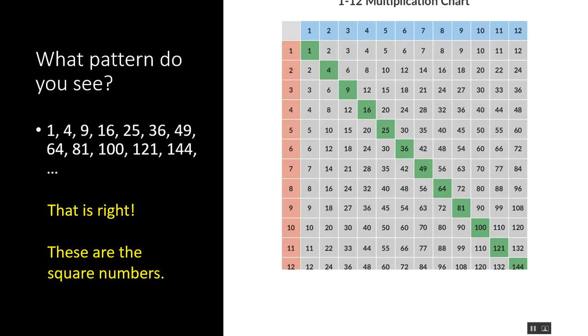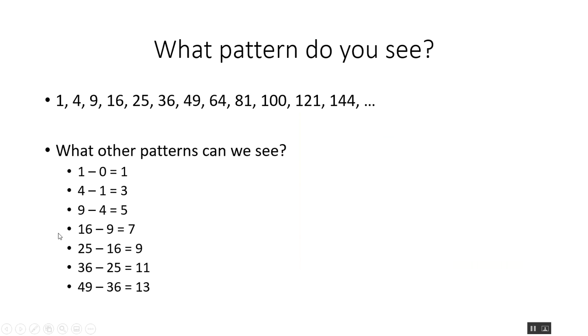Okay? And we can look at our multiplication table. We can see that 1 times 1 is 1, 2 times 2 is 4. See that 4? Okay? 25. 5 times 5 is 25. That's the diagonal, right down the center of your multiplication table. Okay? Are there any other patterns we can see?